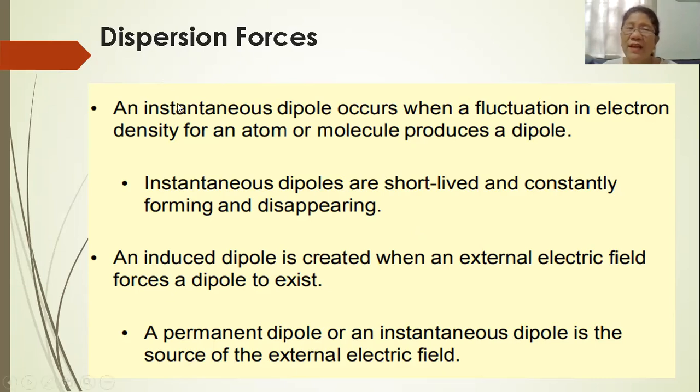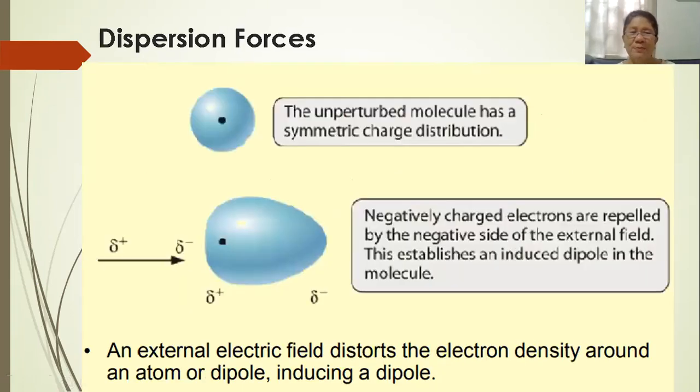The other one is induced. An induced dipole is created when an external electrical field forces a dipole to exist. Under it is a permanent dipole. Under instantaneous dipole is the formation and disappearing of electron flow. It is short-lived. So this is dispersion.